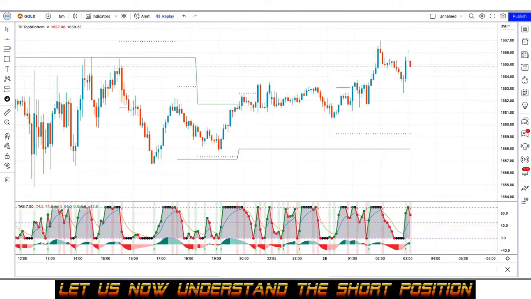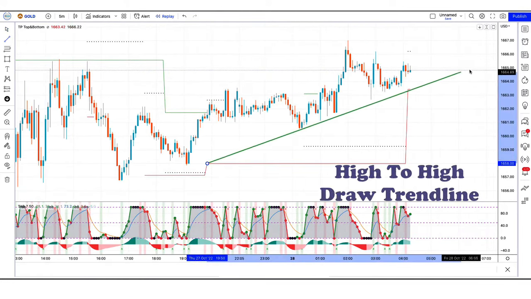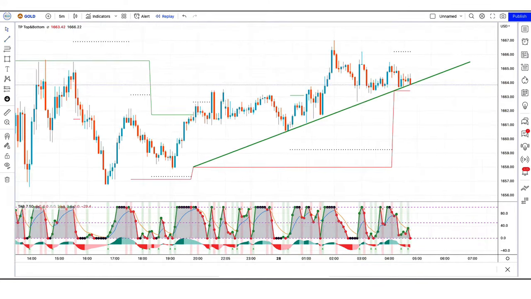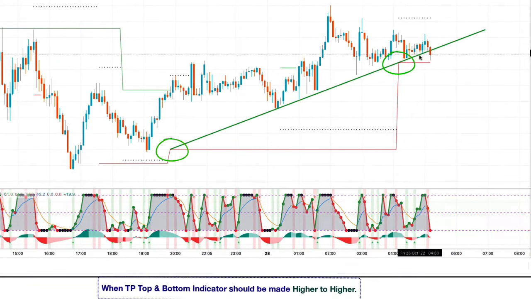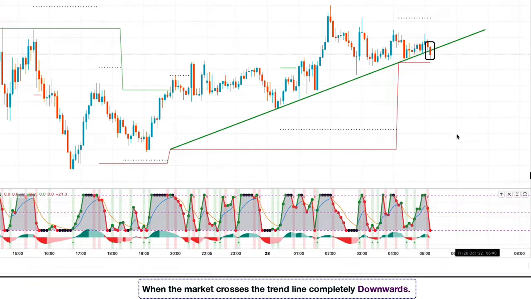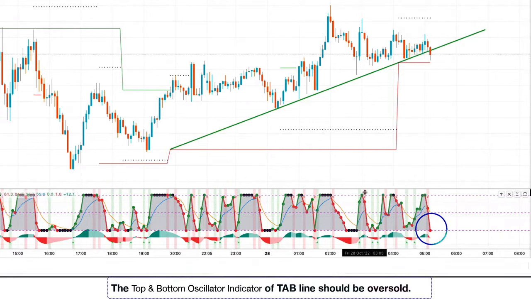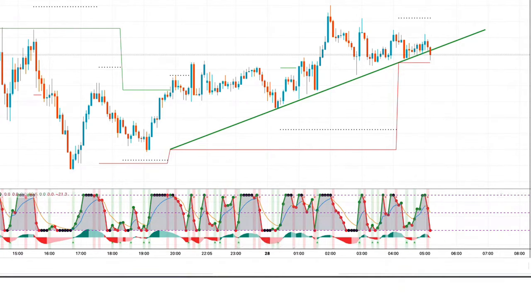Let us now understand the short position. We draw high to high trend line, which the TP top and bottom indicator should make as high to high in the red line. When the TP top and bottom indicator should be made higher to higher, and when the market crosses the trend line completely downwards, the top and bottom oscillator indicator of TAB line should be oversold. If this condition is fulfilled, then we will place sell order.